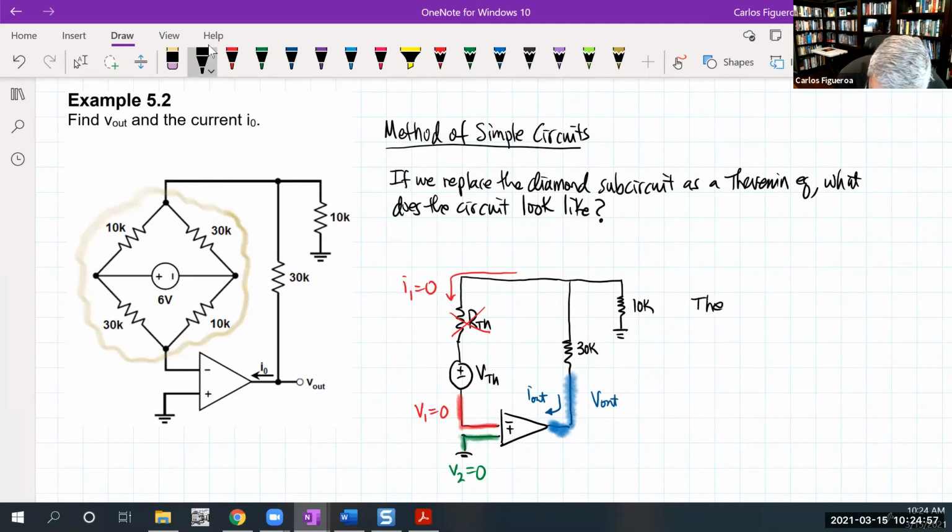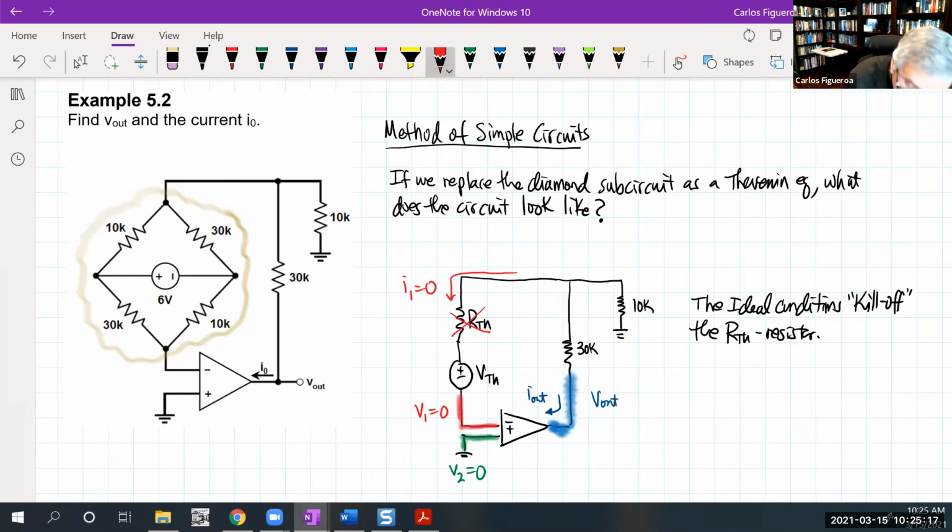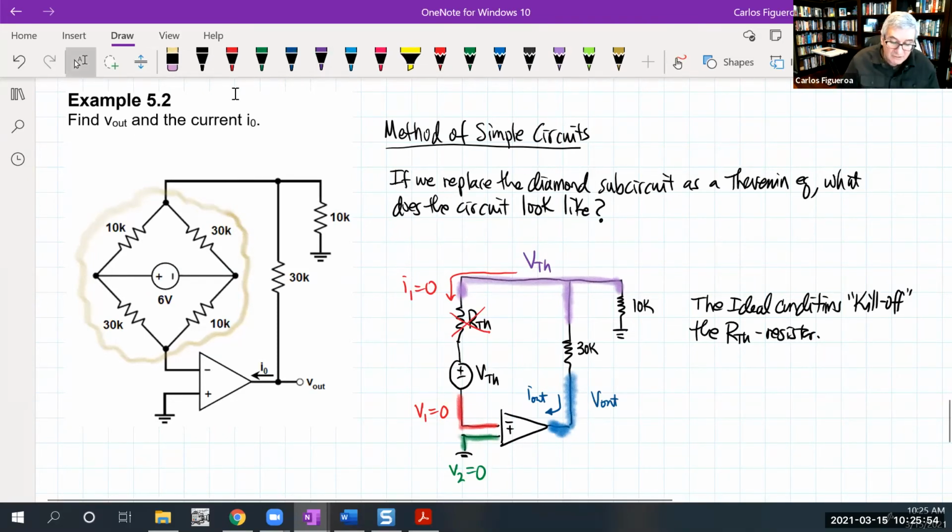The ideal conditions kill off the Thevenin resistor. So in order to really solve this, I'm going to change this node to a different color. This node is V Thevenin. Because it's connected to the ground, if I can figure out V Thevenin, then the rest of the circuit is fairly straightforward. So let's go calculate that.